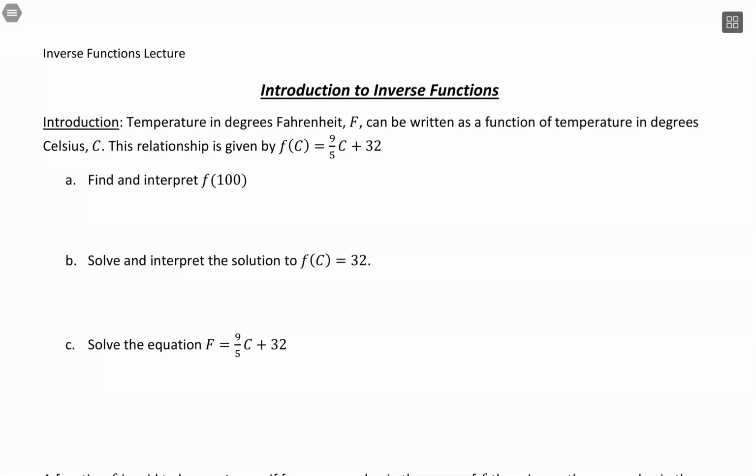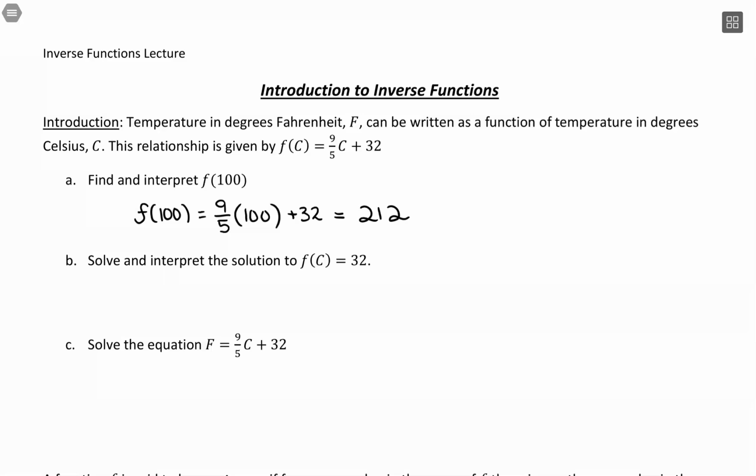So before we talk about inverse functions, let's look at a function that you have maybe seen before. This is for converting temperature. We can calculate temperature in degrees Fahrenheit by plugging in degrees Celsius into this function. If I wanted to find f of 100, my input would be C, and C goes right there. So f of 100 is equal to 9/5 times C, which we're letting be 100, plus 32. And if we plug that into a calculator, we'll get 212.